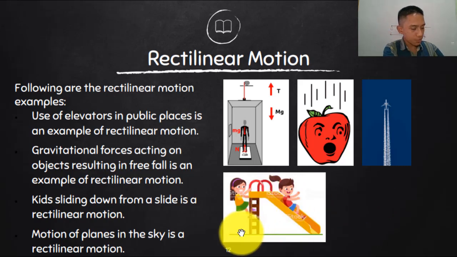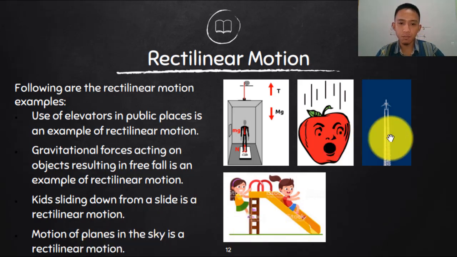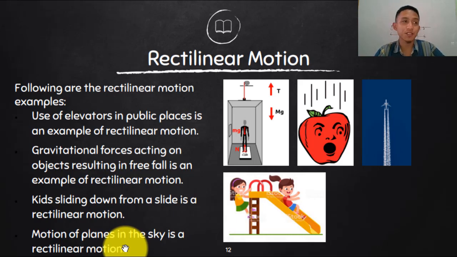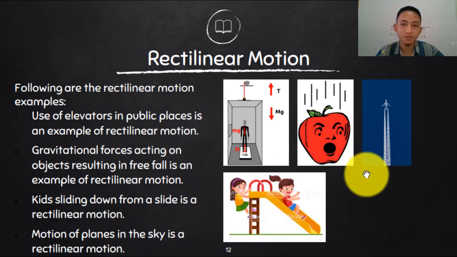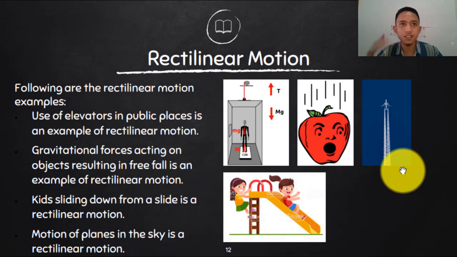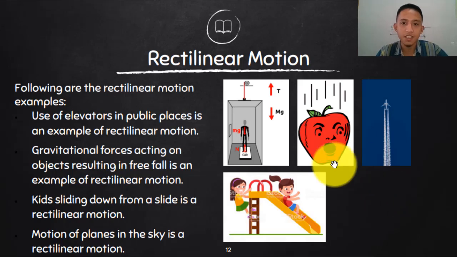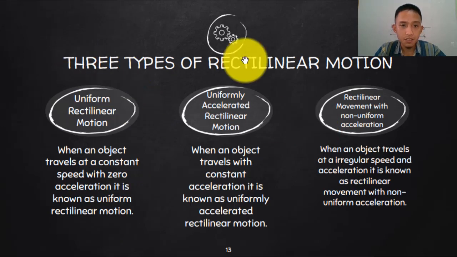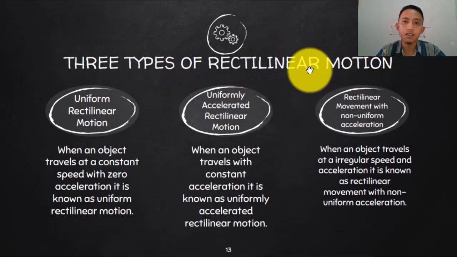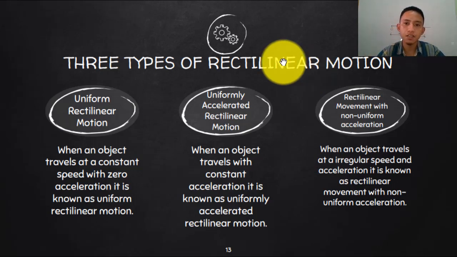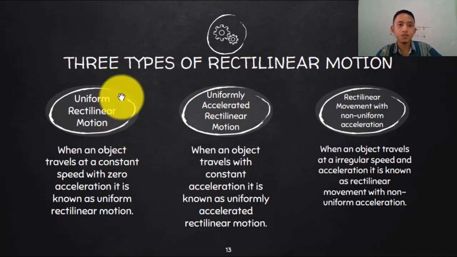Okay, so if that is following again a straight path, then that is a rectilinear. And so it is. So the motion of planes in the sky is a rectilinear motion. Yes, but it depends, because maybe the pilot is changing direction? Is that possible? Yes. But again, since we are just focusing on the straight movement of a plane, then that is rectilinear. Those are just examples of our motions. So these are the three types of rectilinear. Again, rectilinear is a type of motion, and under that rectilinear there are three types. First is your uniform rectilinear motion.